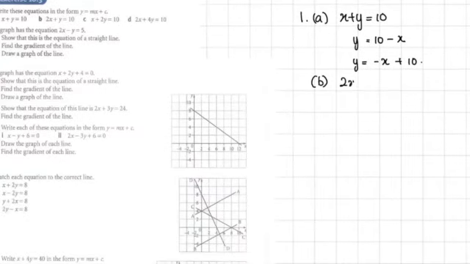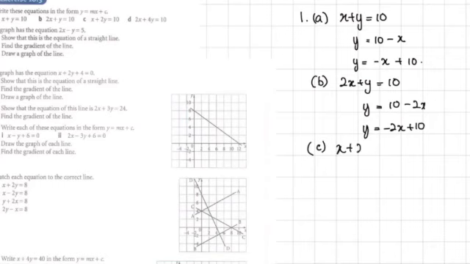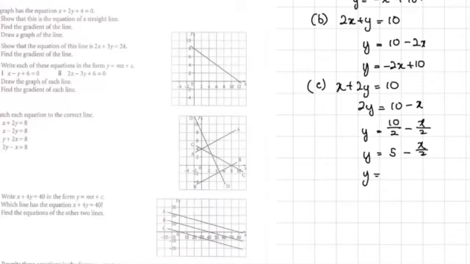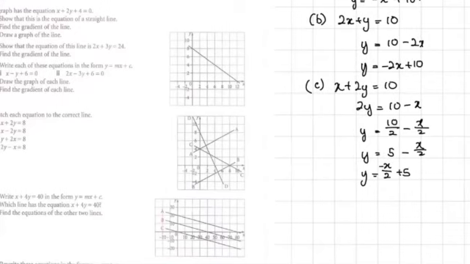2x + y = 10. y = 10 - 2x. y = -2x + 10. C, x + 2y = 10. 2y = 10 - x. y = 10 divided by 2, or minus x divided by 2. y = 5 - x/2. Rewrite so that x is in front: -x/2 + 5. This is your answer. Or you can write it like that.